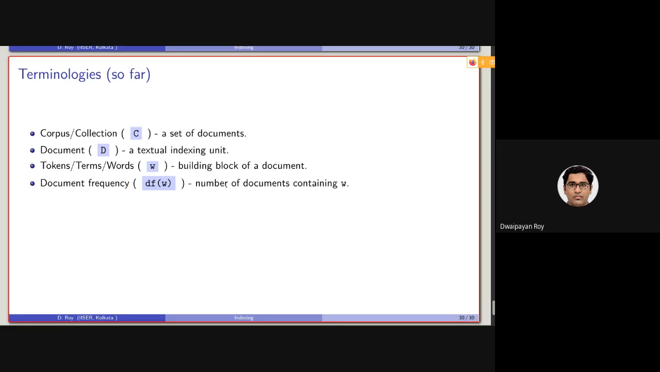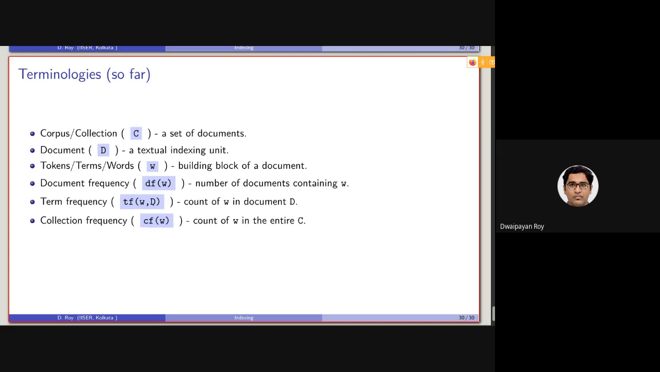Document frequency is basically the number of documents containing the term W. Term frequency of W in D is basically the count of W in the document D. And collection frequency is basically the count of W in the entire collection C. Right? And for each query, we will be referring to it with a Q containing multiple terms Q1, Q2 up to Qk. That's it for today's class. This is just to give you a recap of different terminologies that we will be using and referring to later on.